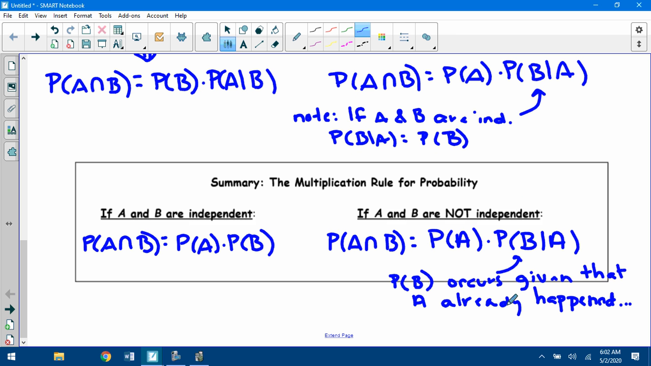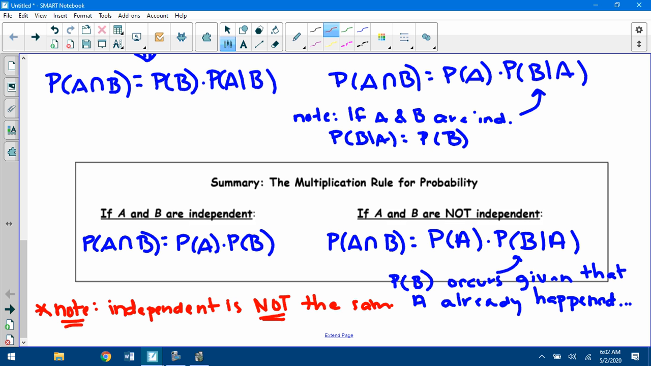Before we flip to the next page, I want to make one final note. I know I've said it a couple times today already, but it needs to be in your notes somewhere. Note, independent is not the same as mutually exclusive.